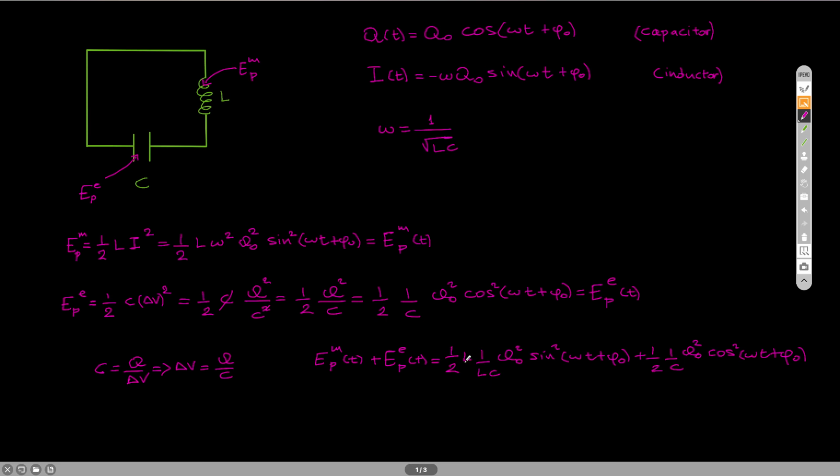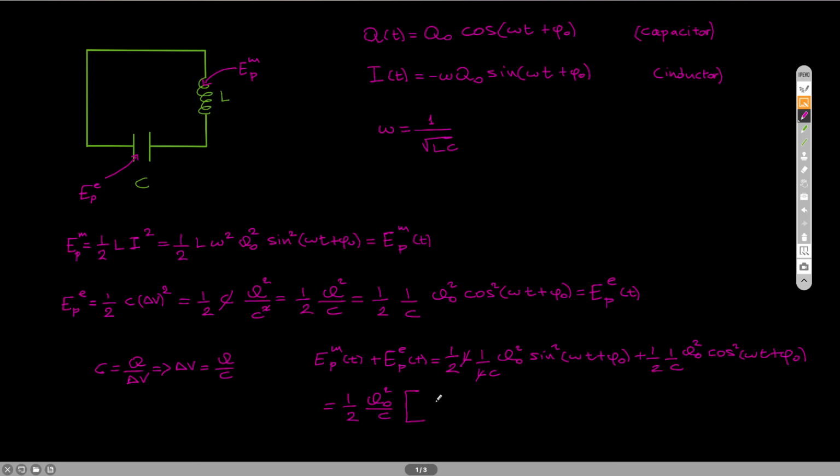1/LC. But here it is. This L with this L cancels out. And if you take a look, the constant here is exactly the same as the constant there. And that allows me to take it out as a common factor. So it is 1/2 Q naught squared over C.